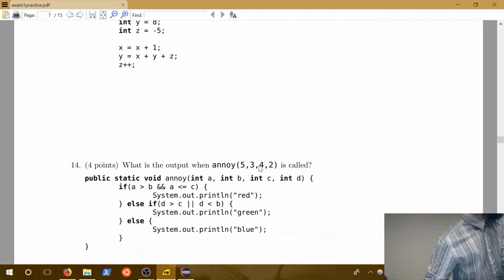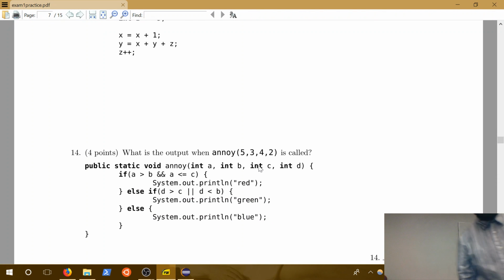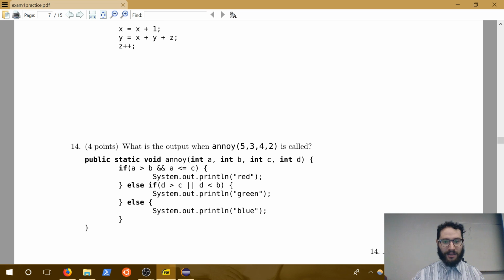Okay. Now the second one: what is the output of annoy when 5, 3, 4, 2 is called? That means we copy 5 into A, 3 into B, 4 into C, 2 into D. Remember, it's positional. The first thing always goes to the first variable. Doesn't matter even if there was a variable A over here. If we had a variable A equal to 2 up here and then passed in 5, 3, 4, A, the A over here wouldn't be 2. D would be 2, because the variables can get all mixed up.